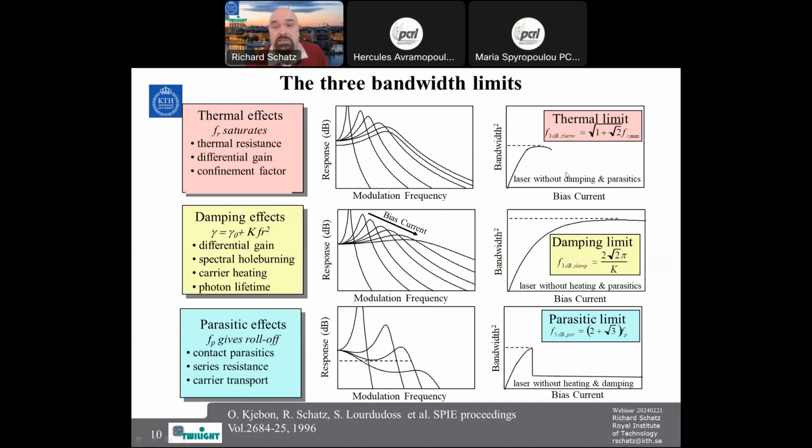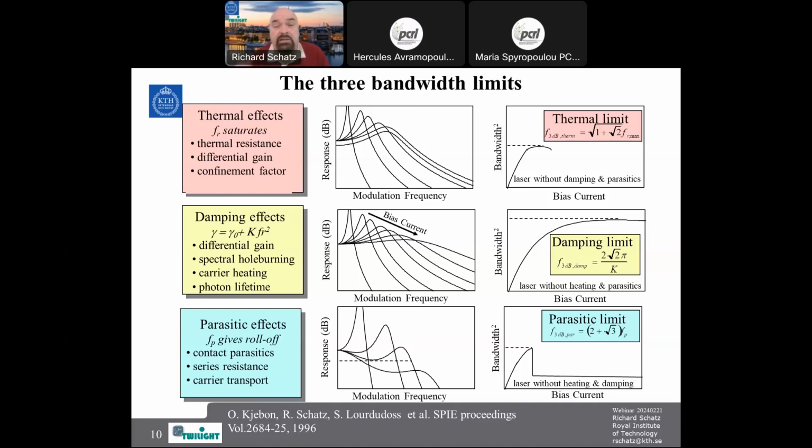So for each device you fabricate and measure, you can calculate these three limits. And then you can see which of these three limits is hampering your device the most, and then you can work on that to improve the bandwidth of your device. So if it's thermal effects, you should improve the cooling and decrease the thermal resistance. If it's parasitic effects, maybe you should dope the active region a little more heavily or improve the contact of your laser. If it's damping effects, you need to decrease maybe the photon lifetime by reducing the reflectivity of your device, the effective reflectivity of your device.